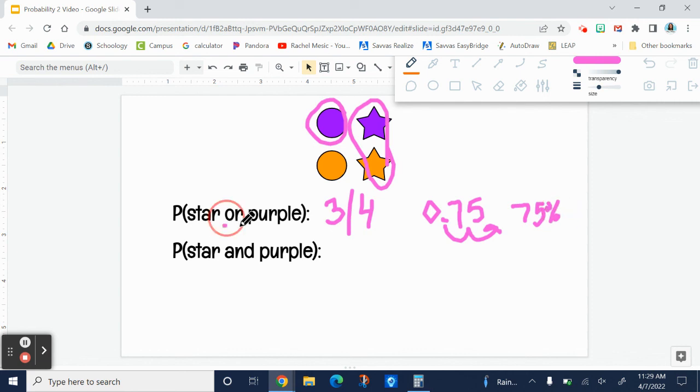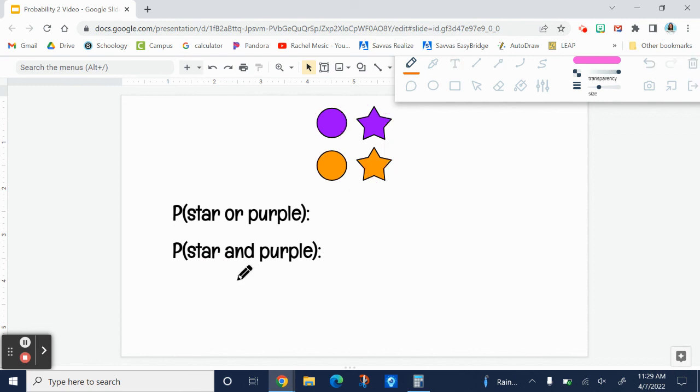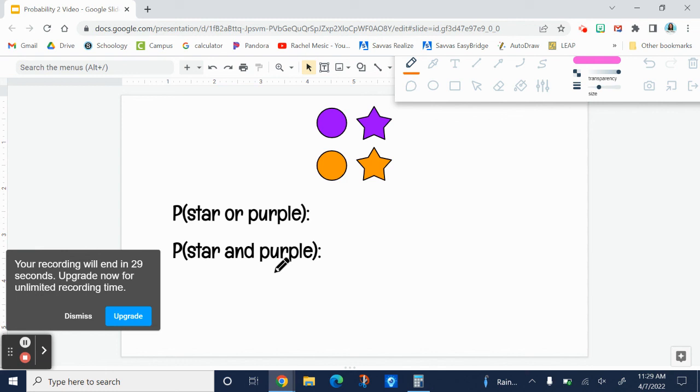Okay, so when it has or, we were adding these together. Now you're probably thinking, why don't they use the word and? Well, if something says and, it has to be both a star and purple. This shape right here is the only one that is a star and purple. So that would be 1/4 or 25%, which is unlikely.